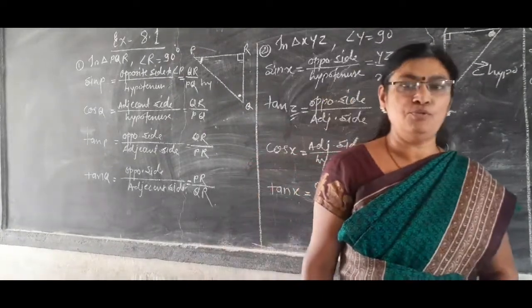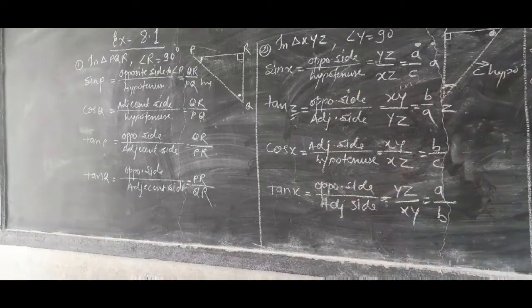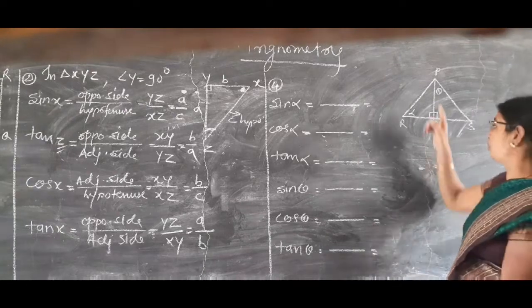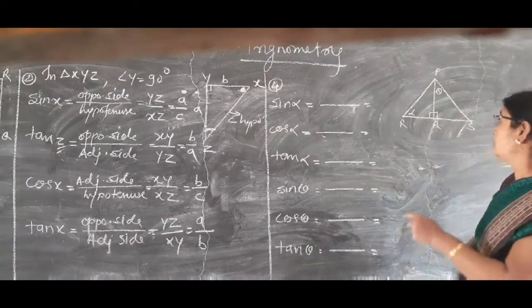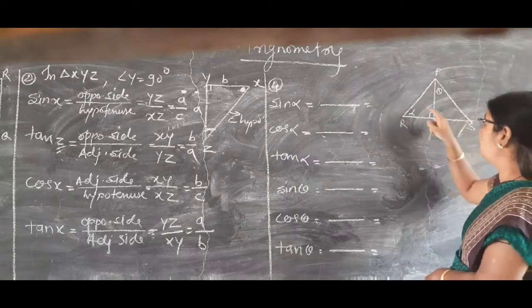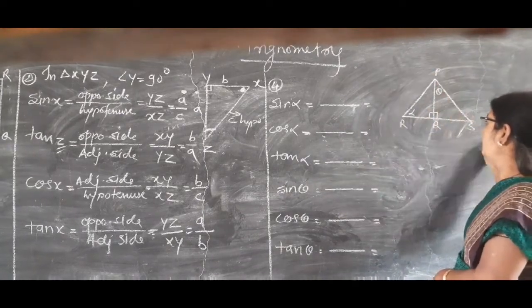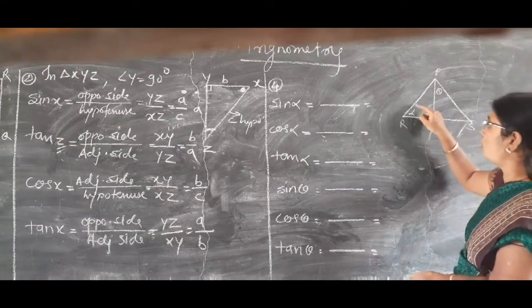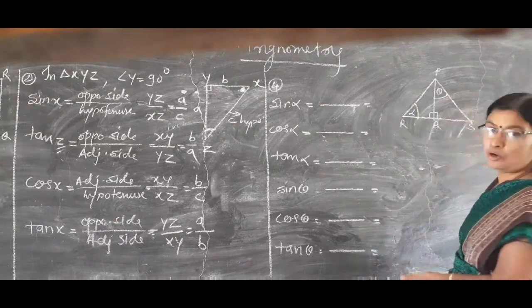Now let's start the fourth problem. Now see here what is given in the fourth problem. In triangle PRS, two triangles are formed, PQR and PQS. Here angle Q is 90. You have to find out all the ratios of alpha and all the ratios of theta.